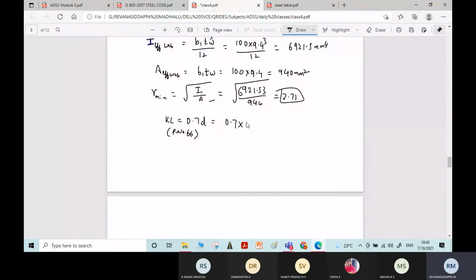0.7 into 675. How much? 472.5 mm. Next you can find KL by R. KL by R is equal to 472.5 divided by R, which is 2.71. How much will you get? 174.35.